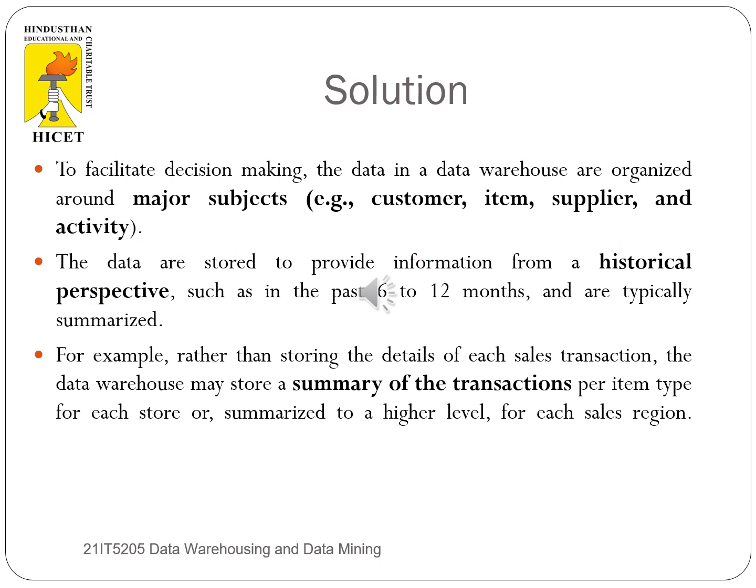To facilitate decision making, the data in a data warehouse are organized around major subjects. The president needs to know which particular item has been sold in which particular branch with the maximum customer base. So the major subjects taken into account are customer, item, supplier and activity. The data are stored to provide information from a historical perspective, such as the past 6 to 12 months, and are typically summarized. For example, rather than storing the details of each sales transaction, the data warehouse may store a summary of the transactions per item type for each store, or summarized to a higher level for each sales region. Right? It can be summarized in terms of branch, and after that to a higher level of regions.